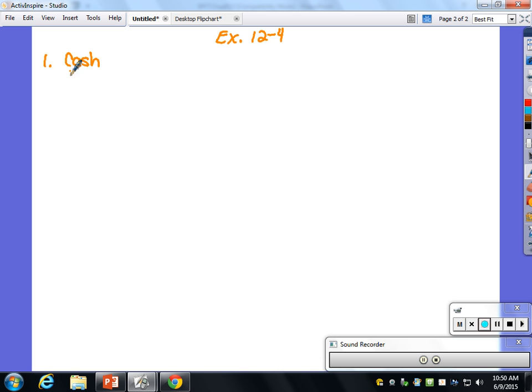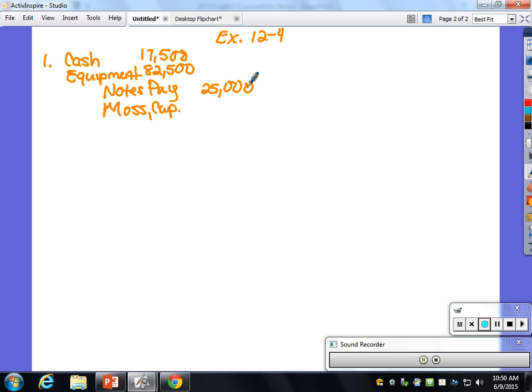Debit cash, debit equipment, credit notes payable, credit Moss Capital. Thank you, Mr. Coleman. Okay, how much for cash? 17,500. Equipment, $82,500. How much for notes payable? 25,000. How much for Moss's Capital? Remember, you would have to... You sure? It's the 82,500 plus 17,500 minus the 25,000.